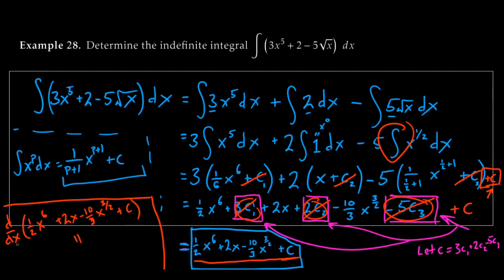Let's do it. So the derivative of 1/2 x to the 6 is just 3x squared, plus the derivative of 2x, that's just 2, minus 10 over 3 times x to the 3 over 2. Take the derivative of that, and I will get 10 over 3 times 3 over 2. So minus 10 over 2, that's just minus 5. x to the 3/2 minus 1, that's 1/2. And that c just goes away.